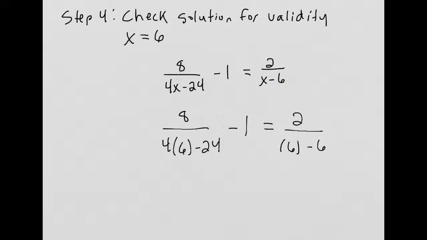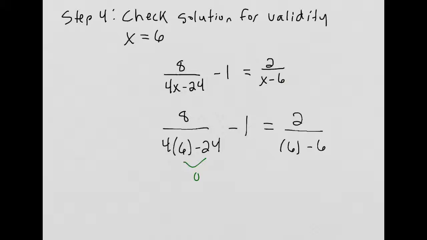So a couple of problems actually I already see. When we look at the first fraction, you'll notice that if I take 4 times 6, I get 24. 24 minus 24 becomes 0. So I end up getting 0 in the denominator. And what that really means is my solution doesn't actually work. It produces an undefined term.